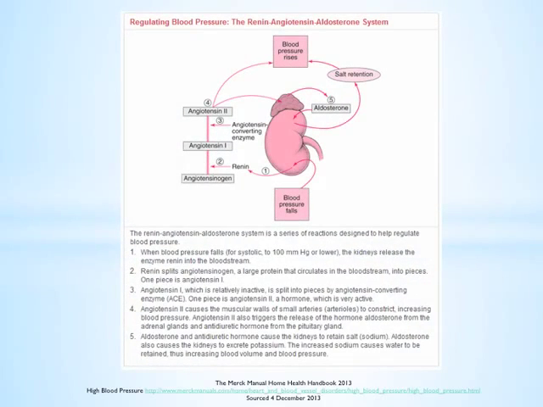Now, this is another system that's briefly mentioned in the previous slide, but very important in regulating blood pressure. It's to do with when blood pressure falls, the kidneys release an enzyme called renin. And renin then splits a precursor protein called angiotensinogen. This is circulating in the bloodstream all the time, but it's converted into an active form by renin. So renin splits angiotensinogen into angiotensin 1.